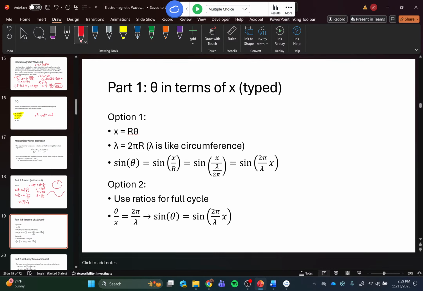Another way you could do this is you could use ratios. Theta is like 2 pi. You know, there's 2 pi and 1 theta. Lambda is like x. We kind of use that argument, and you could do that with the bottom. That's another way of doing it. It's the same thing. You get the same result.